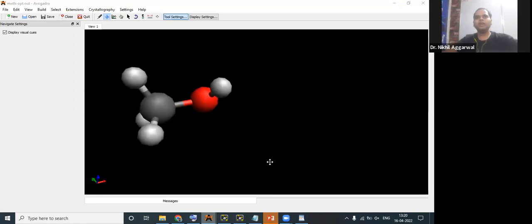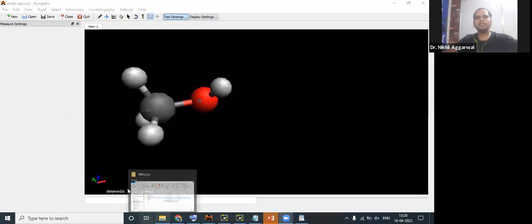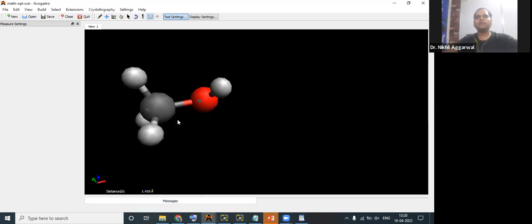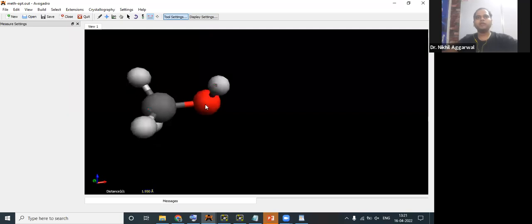Optimization means that we have already evaluated what will be its exact structure in its ground state. We have evaluated the energy of the molecule and the bond distance parameters. If you look at the value over here, it tells you the optimal distance between the carbon and the oxygen at a density functional theory level. You can also evaluate the bond angle between 3 atoms of your choice.